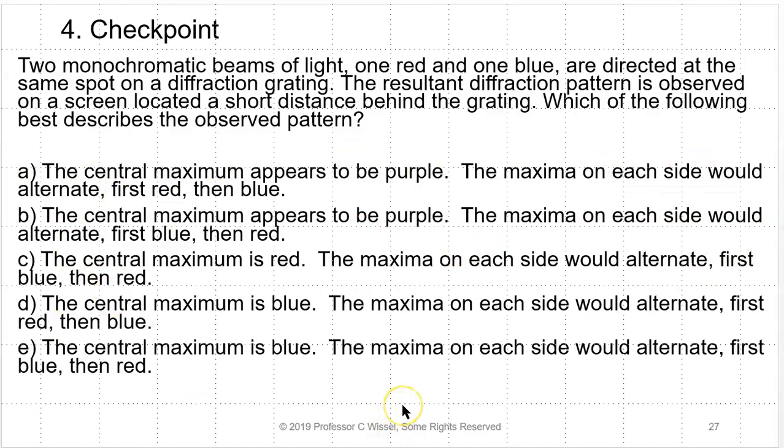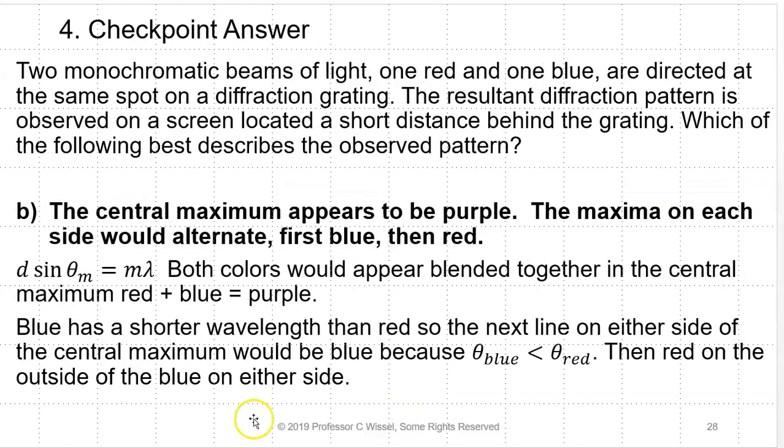Well, it turns out blue, having a shorter wavelength, is diffracted to a smaller angle than red. So it's going to wind up B. The central maximum appears to be purple. The maximum on each side will alternate blue, then red, then blue, then red on both sides. And you can get this from d sine theta m equals m lambda. Both colors are blended together in the central maximum. But blue has a shorter wavelength than red, so the next line on either side of the central maximum will be blue because theta blue is going to be less than theta red. So it'll be purple, then blue, then red, then blue on both sides of the central maximum.